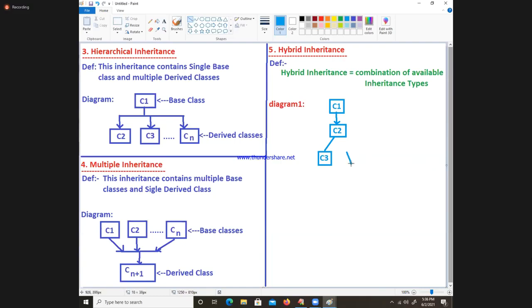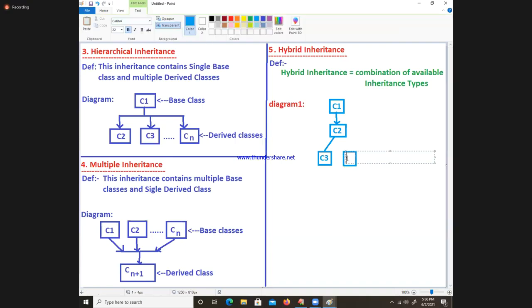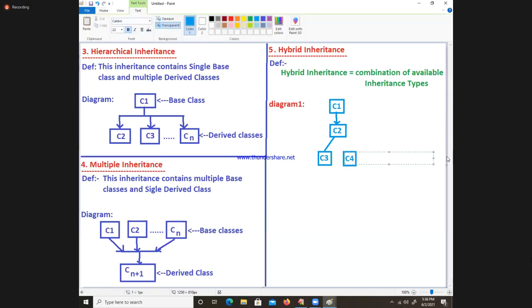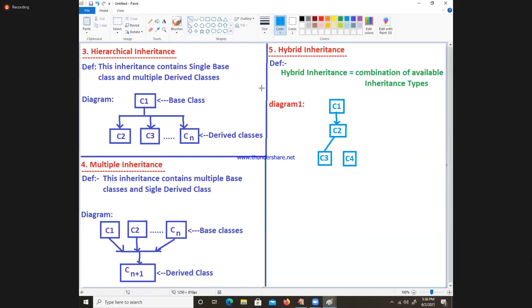One more, you please look into that. What is that? I am taking C4. This is called C4. C4 is another type of inheritance. C4 is giving the things to where? Now you carefully observe it. This part is called what?